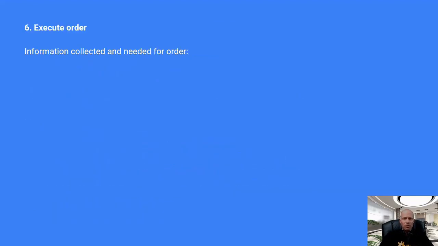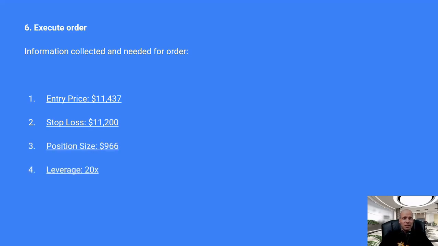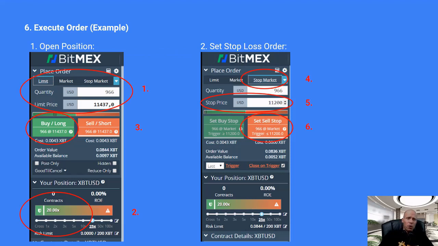Last step is to execute the order. The information we collected and needed for the order were the entry price, the stop loss of 11,200, our position size of 966, and our leverage of 20x. So first we will open the position. We will fill in the quantity, which is the position size of 966. In this case we use a limit order, so we can enter our entry price, 11,437. Secondly, we need to change the leverage, which is by default at cross, but we will change it to 20x. And third, we will press buy long. When we open the position, then we can set our stop loss order, which will be a stop market in this case. We will enter the stop price of 11,200, and lastly we set the sell stop.